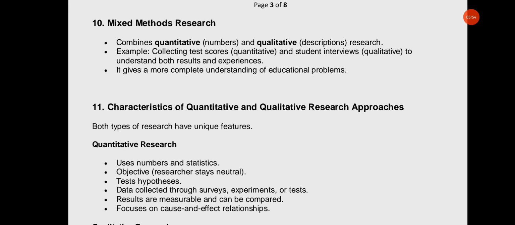Now, the next is mixed method research. Combine quantitative numbers and qualitative descriptions. For example, collecting test scores, quantitative, and student interviews, qualitative, to understand both results and experiences. It gives a more complete understanding of educational problems.